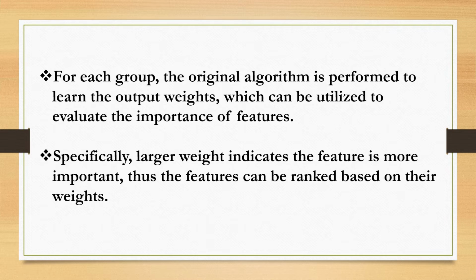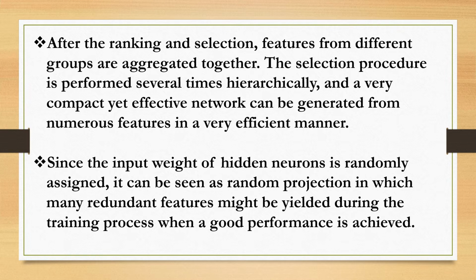For each group, the original algorithm is performed to learn the output weights, which can be utilized to evaluate the importance of the features. Specifically, larger weights indicate a feature of more importance, thus the features can be ranked based on their weights. After the ranking and selection, features from different groups are aggregated together. The selection procedure is performed several times hierarchically, and a very compact yet effective network can be generated from the numerous features in a very efficient manner.